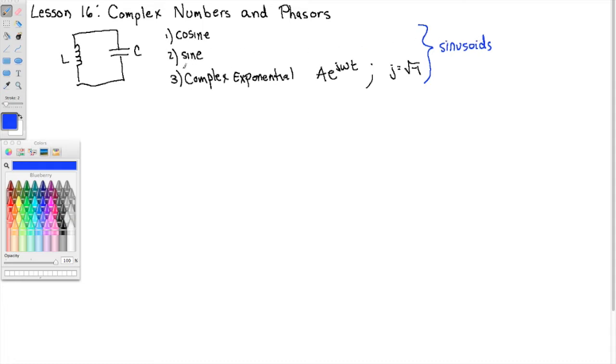Especially if you're an electrical engineering student, you have to get used to the fact that this complex exponential is a periodic waveform in the same sense that the cosine and the sine are periodic. They're all related. And so that's where we're at today. We're going to try to understand more about this thing, number 3, the complex exponential. For this lesson, this is more of a math class than anything else. We're going to forget about circuits for right now.